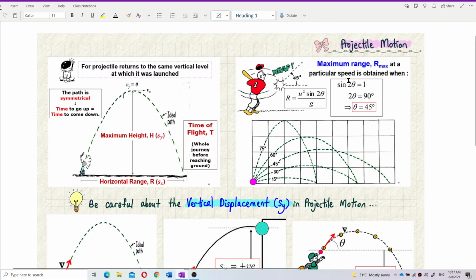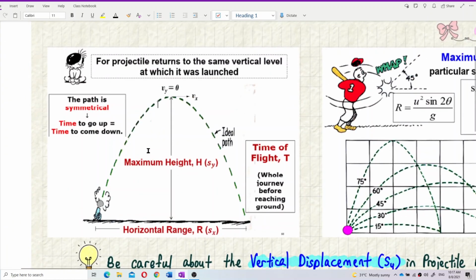Okay, now I want to talk about this. Yeah, still about projectile motion. I want to talk about the time of flight. All right, let us first look at this one: a projectile that returns to the same vertical level at which it was launched.